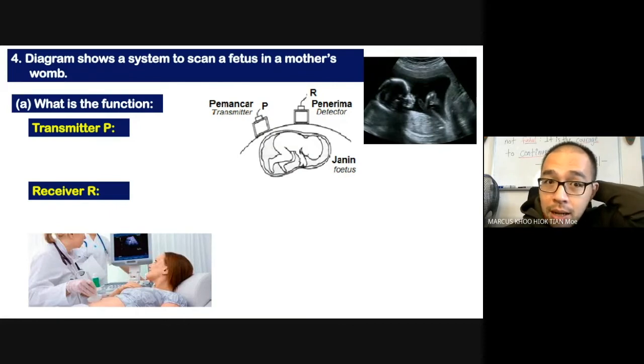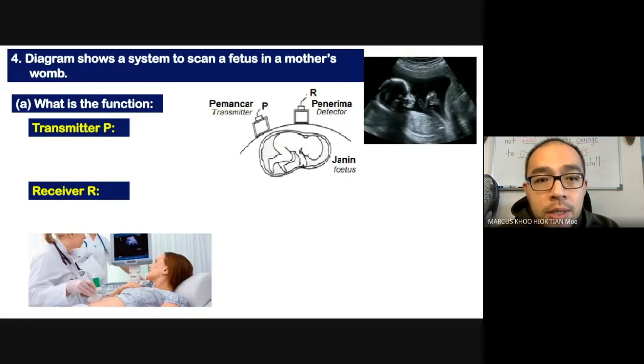Okay, but this one is an important one. This is ultrasound. Okay, how is it that when we have an ultrasound, we can see the picture of the baby in the womb?